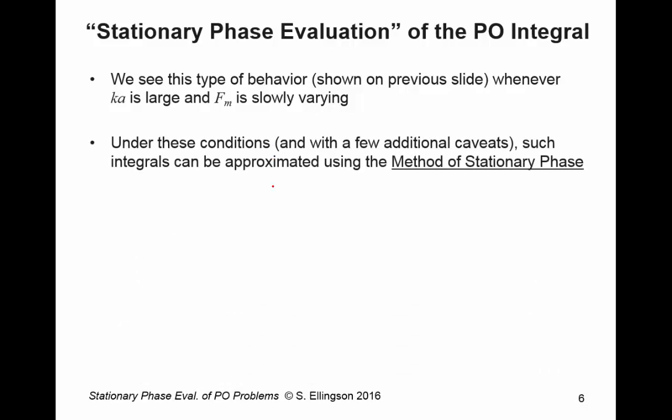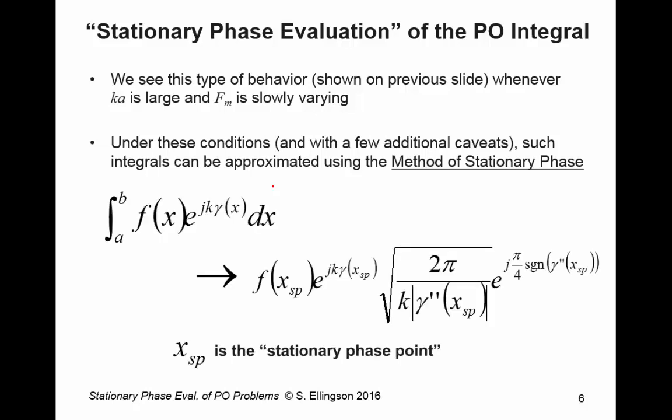Under these conditions, the integrals can be approximated using this thing called the method of stationary phase. And here it is. If you have some integral with endpoints a and b, and some slowly varying part, this is our F sub m, and some quickly varying part, this is our F sub p, and that quickly varying part is varying like a phasor, and we can identify some function gamma as a function of the variable of integration.